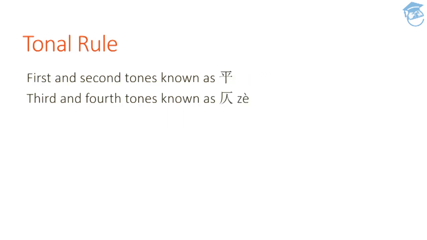And just before I get into it, I want to introduce you to the tonal rule again, okay? Tonal rule: the first and second are known as ping, okay? And the third and fourth are known as zhe, okay? It doesn't make sense now, but I will explain to you why I introduced this to you, okay? Just remember, first and second known as ping, and third and fourth known as zhe. And of course, this ping and zhe is only applicable to poems from ancient China.